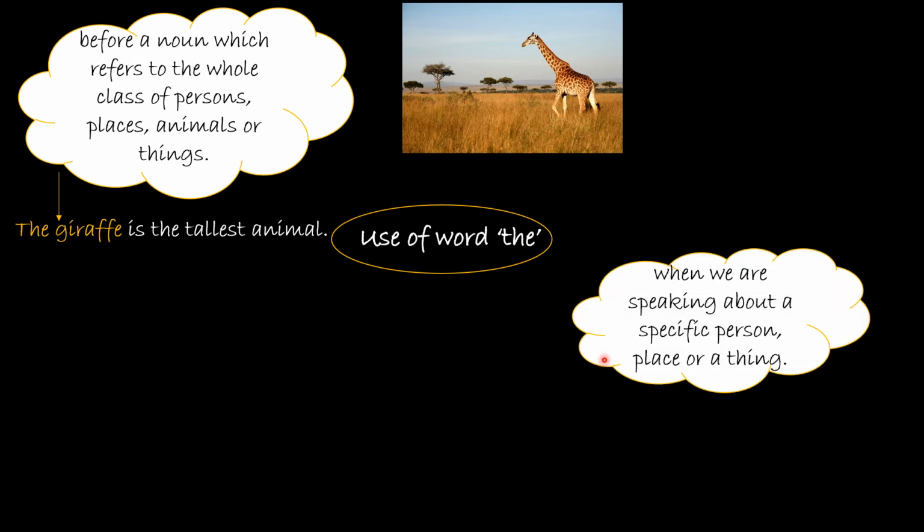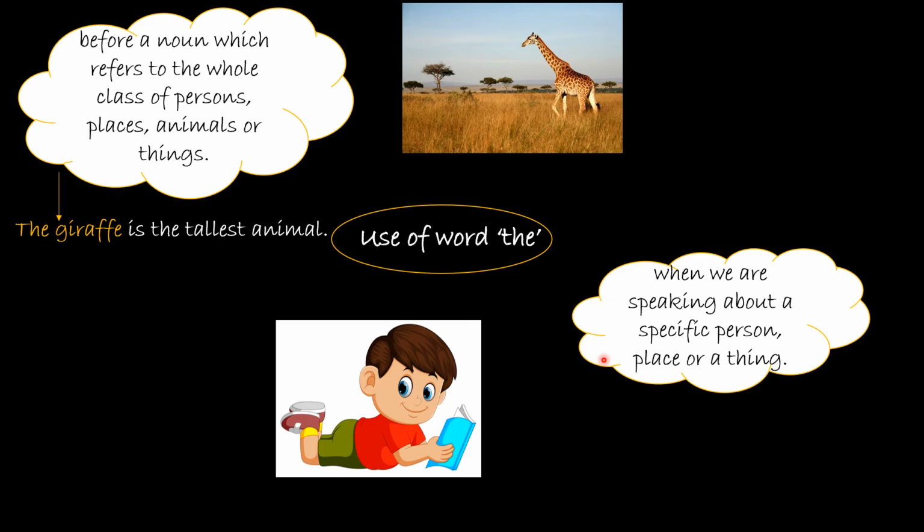When we are speaking about a specific person, place or a thing. Now here, I like the book that my father gifted me. Means there is a possibility that I am having so many books. But which book I am talking about specifically is the one which my father has gifted me.